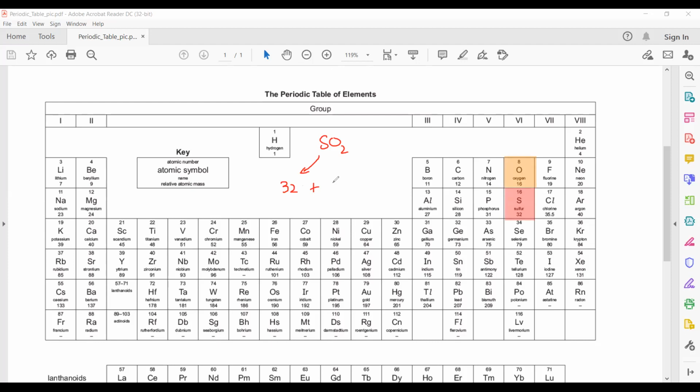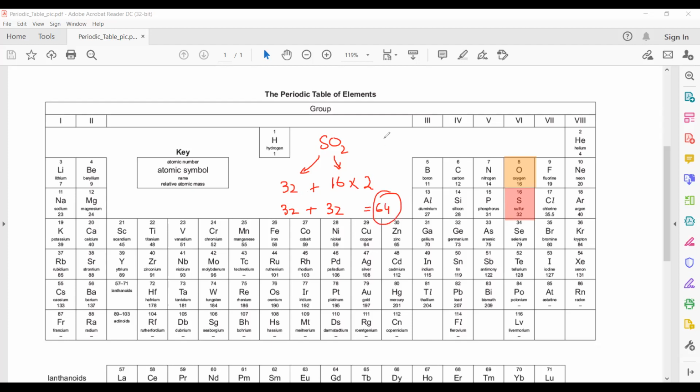That is 16. And how many oxygen atoms are there? Because there are 2 oxygen atoms, it will be multiplied by 2. So this will be 32, plus 16 multiplied by 2 is also 32. And 32 plus 32, yeah, that's good, Abdullah. 32 plus 32, so the total sum will be 64.